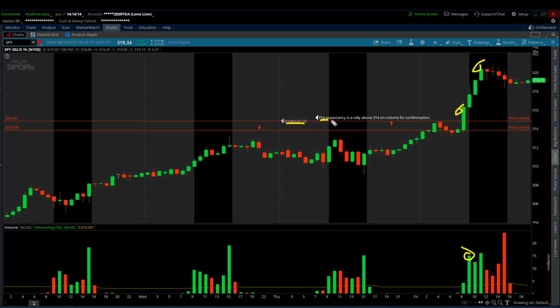So the expectancy was a rally above 314 on volume. That was the expectancy, which is what I have written out right here. That was the expectancy, and that's the arrow, and this is the plan that I had made out for myself. And it did exactly that. And what happened? We had a rally to the upside, and I have a little pullback here.